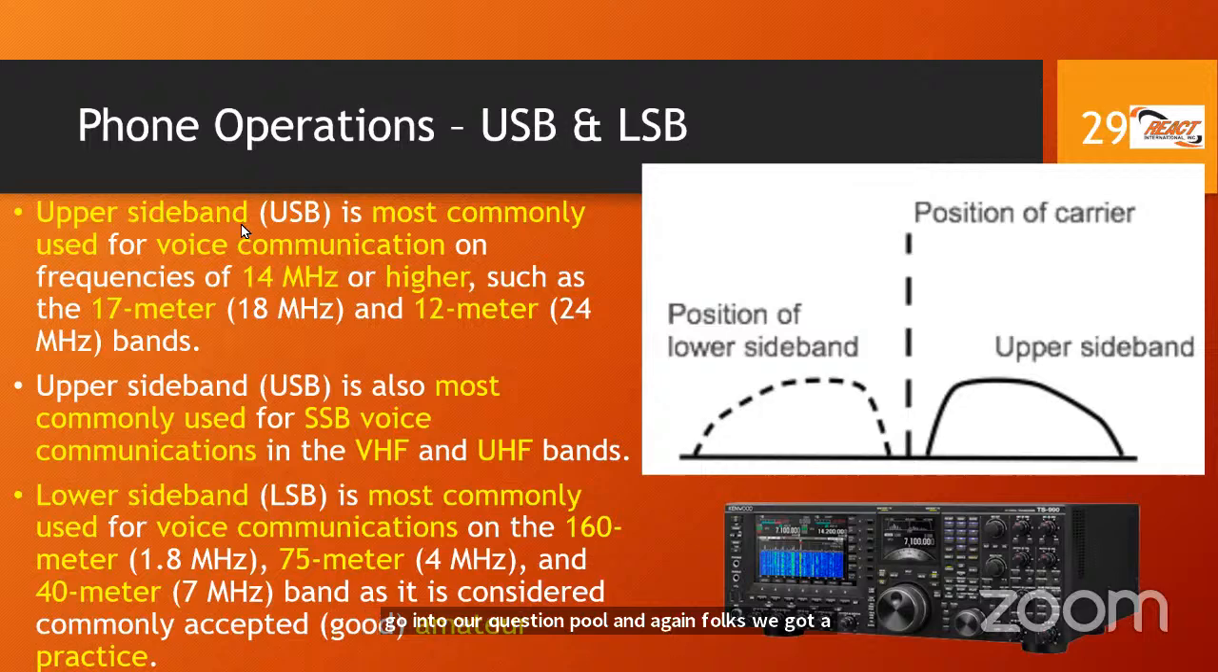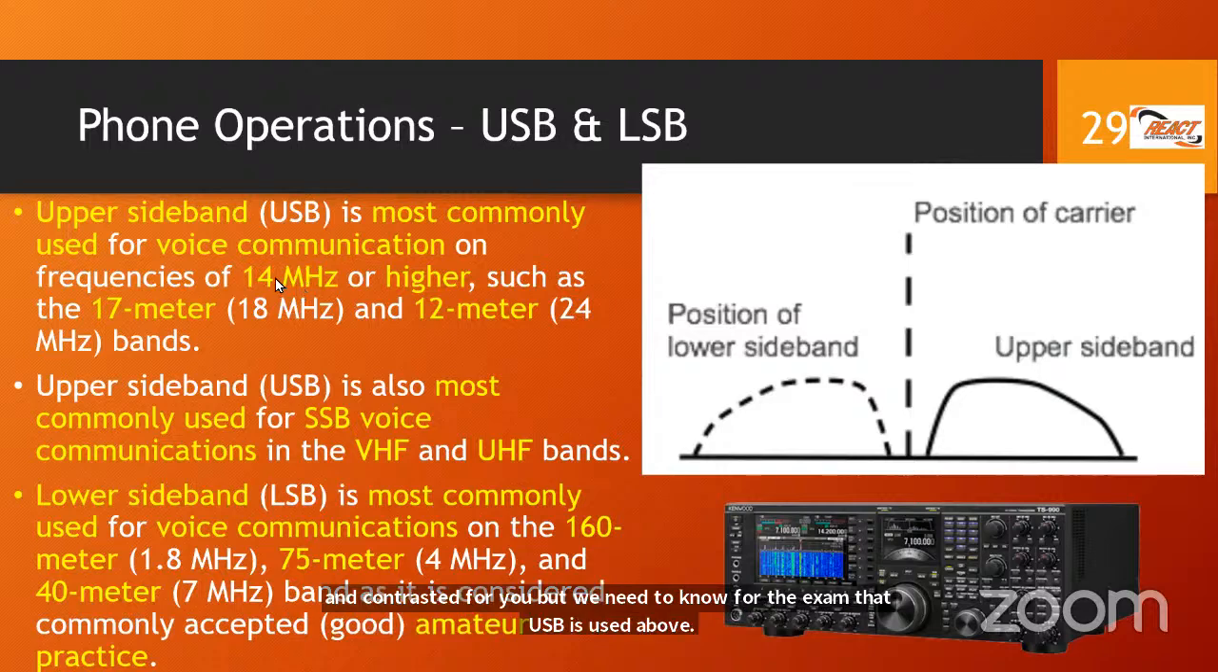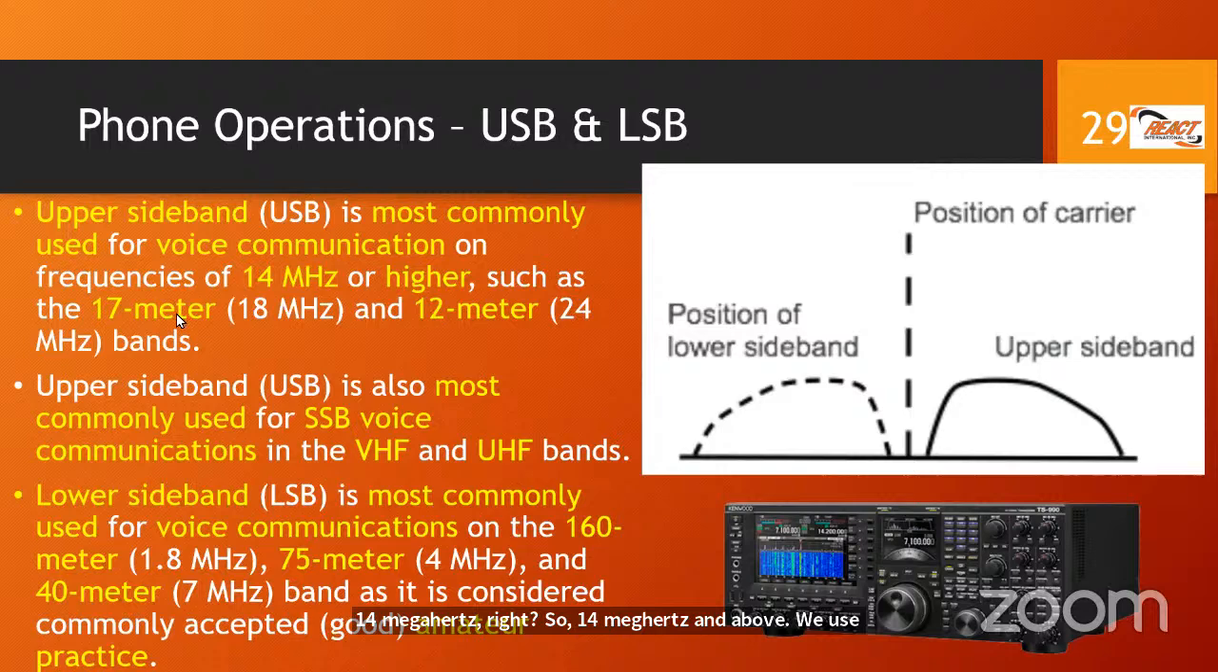So remember we said USB is upper sideband and LSB is lower sideband, but upper sideband is most commonly used for voice communication on frequencies greater than 14 megahertz. We'll come to one of our last slides where we have all of this compared and contrasted for you, but we need to know for the exam that USB is used above 14 megahertz, right? So 14 megahertz and above, we use upper sideband. That's a convention. So for example, the 17 meter band, which is 18 megahertz, and the 12 meter band, which is 24 megahertz, we use upper sideband.